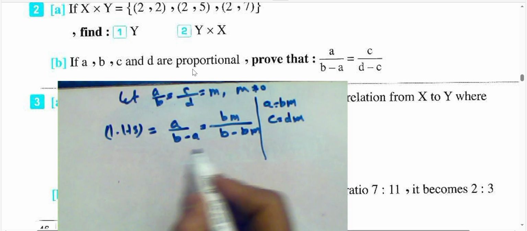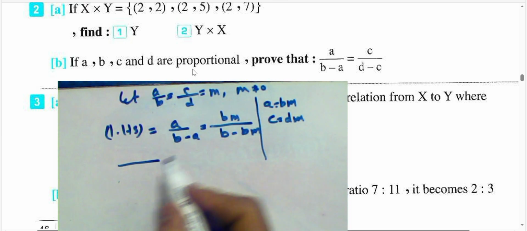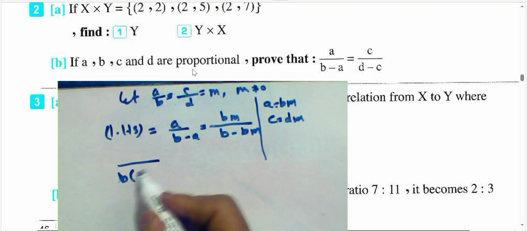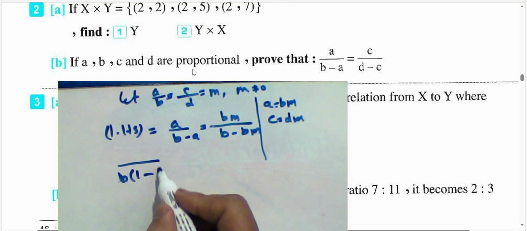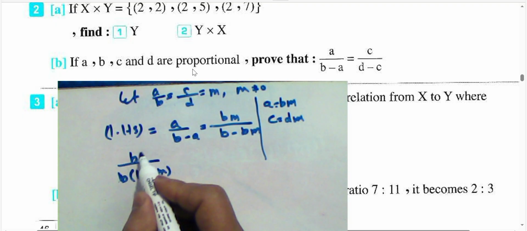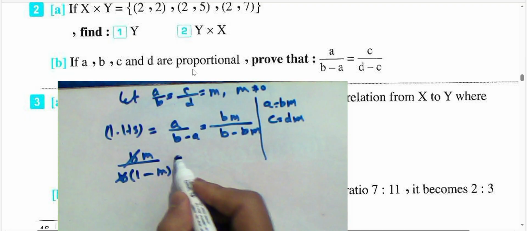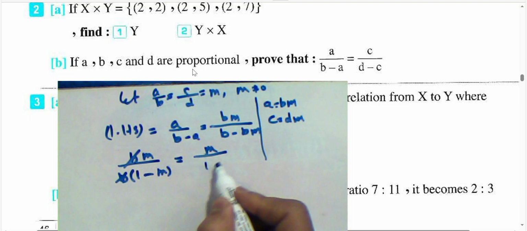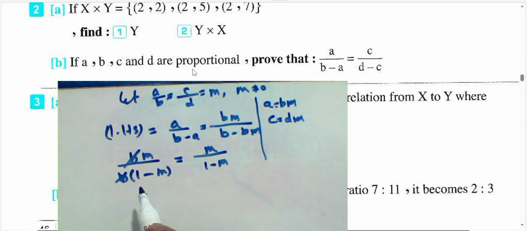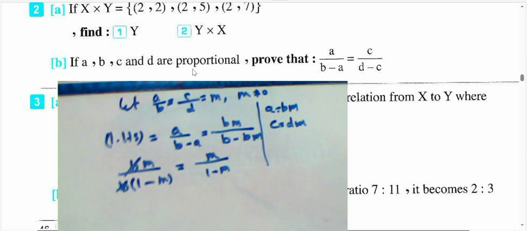You can take the common factor between the two denominators, B: B divided by B, BM divided by B equals M, and we have up BM divided by B, and the result will be M over 1 minus M as the simplest form. Next, left hand side.